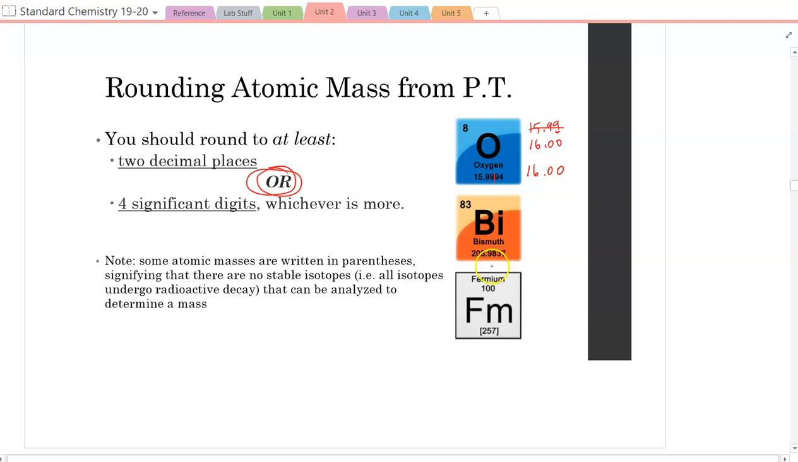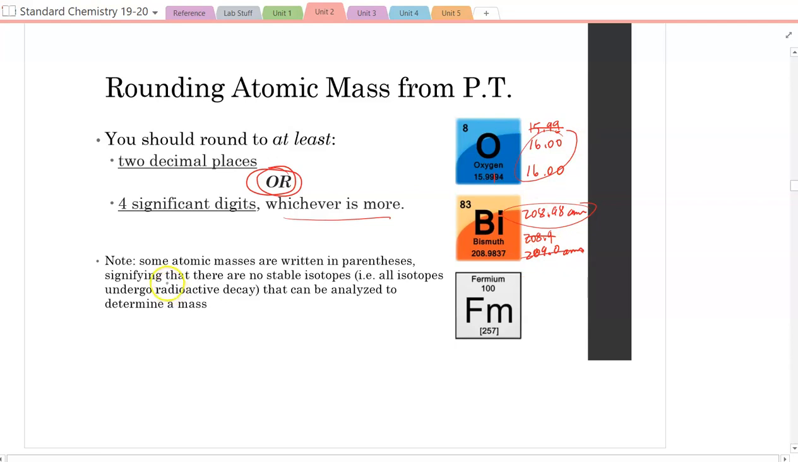What about bismuth? All right, let's see. 2 decimal places for bismuth will be 208.98 AMU. 4 significant figures is 208.9. We'll have to round that, so that actually becomes 209.0 AMU. Whichever one gives you more digits to work with is the one you want to keep. So between 208.98 and 209.0 AMU, which one do you want to keep? Let's keep this one. That's the one you'd want to use. So in this case, 2 decimal places gives you more than 4 significant figures. Whereas in oxygen, 16.00, they both give you the same value, so you can use either one.